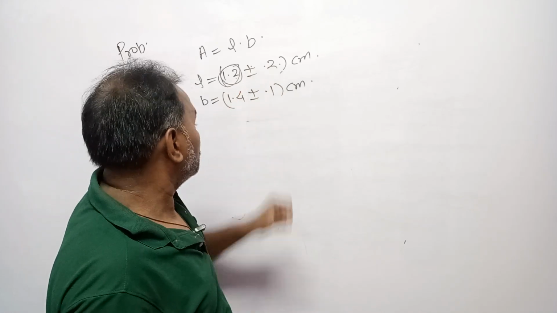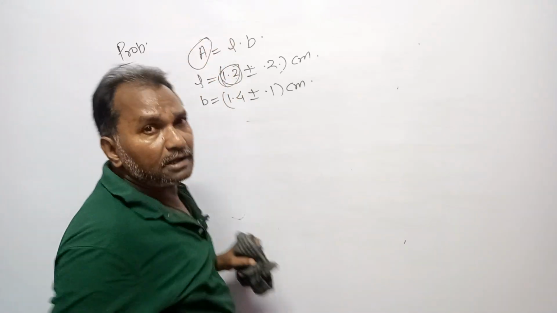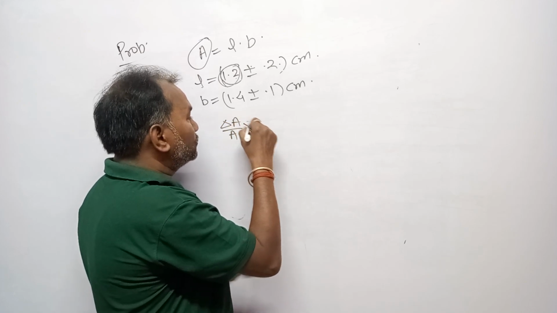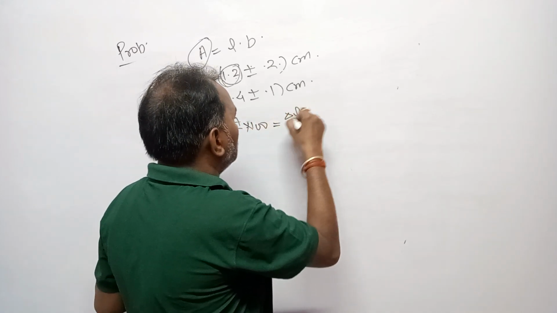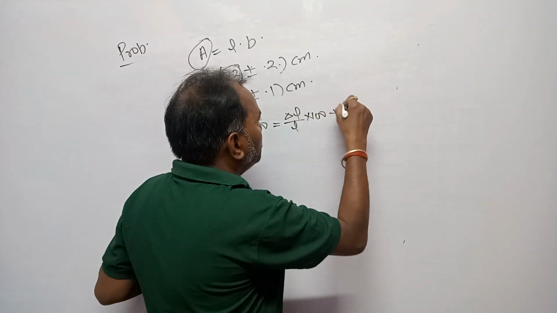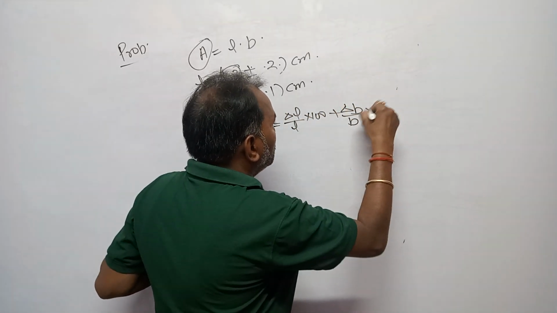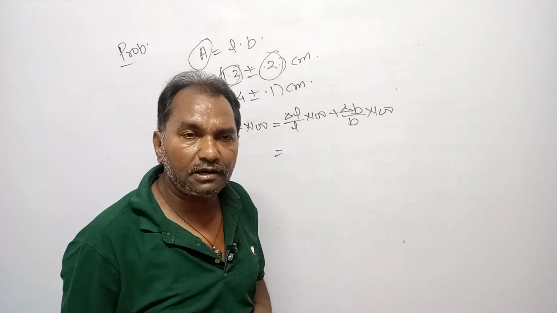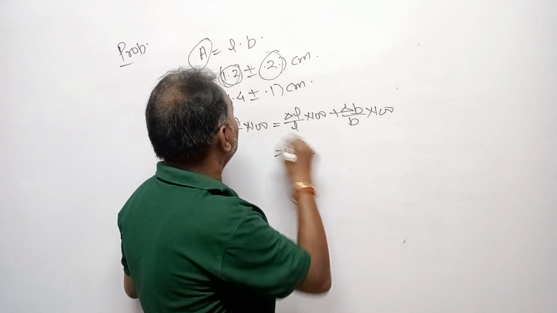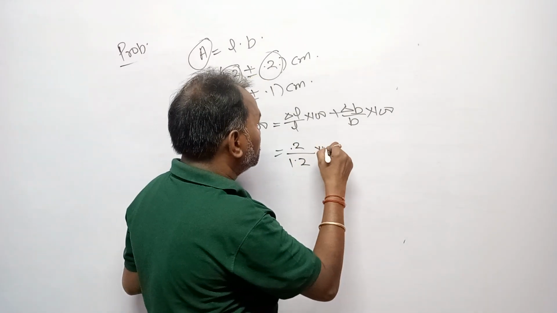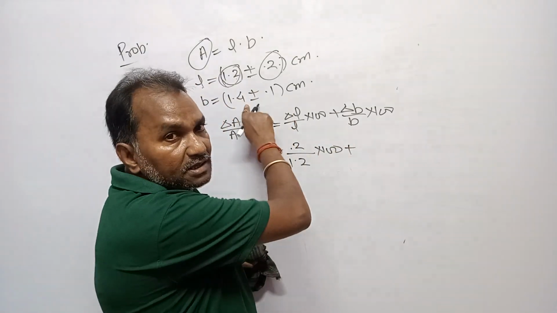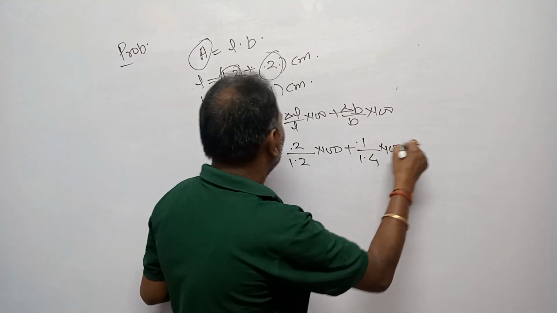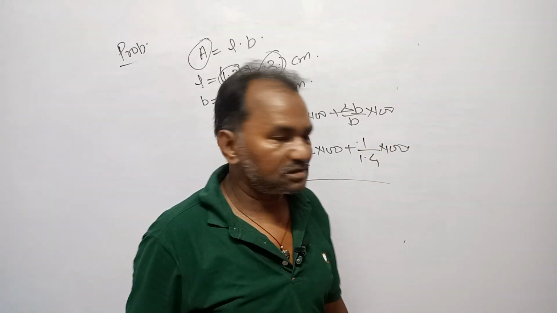The value of B is given as 1.4 plus minus 0.1. Now the possible percentage error in the value of A you can write with the formula delta A upon A into 100 is equal to delta L upon L into 100 plus delta B upon B into 100. Delta L is the possible error in the length, that is 0.2 divided by 1.2 into 100, plus delta B, the error in B, that is 0.1 divided by 1.4 into 100. Now you can solve and you will get the answer.